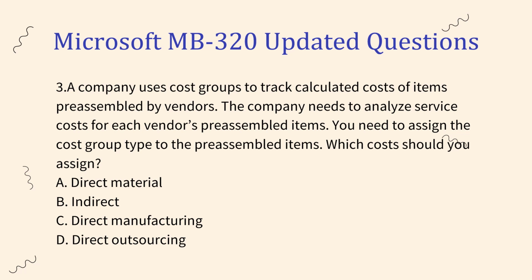3. A company uses cost groups to track calculated costs of items pre-assembled by vendors. The company needs to analyze service costs for each vendor's pre-assembled items. You need to assign the cost group type to the pre-assembled items. Which costs should you assign? A. Direct material. B. Indirect. C. Direct manufacturing. D. Direct outsourcing.